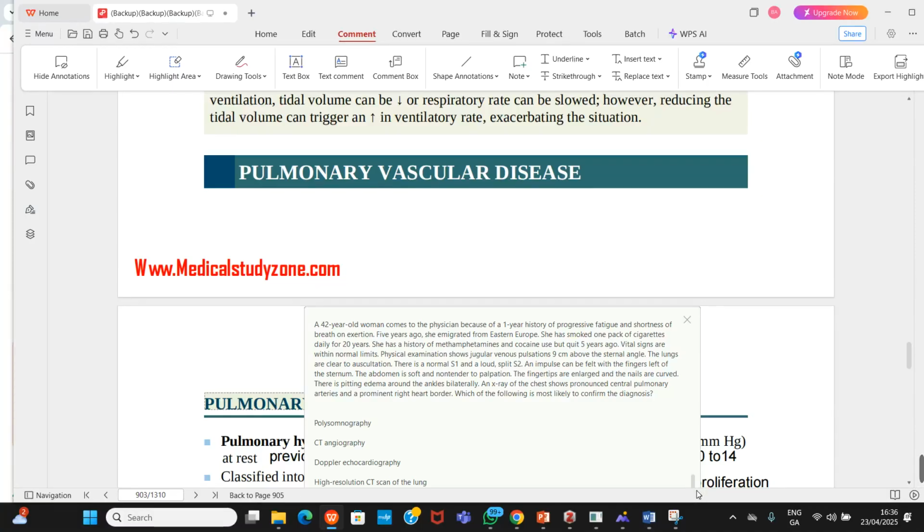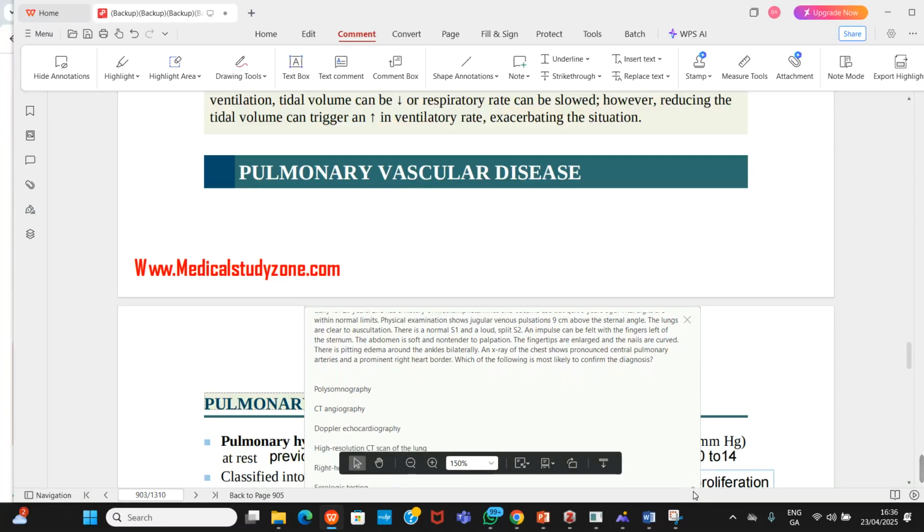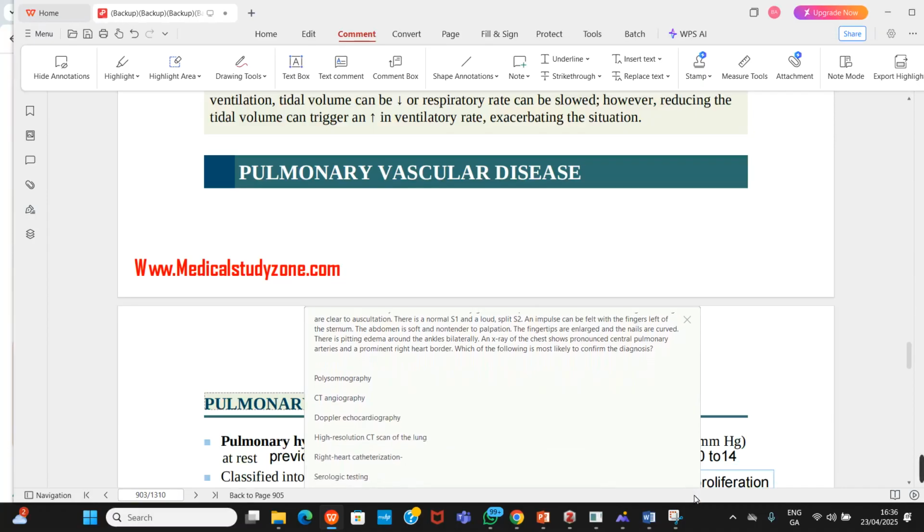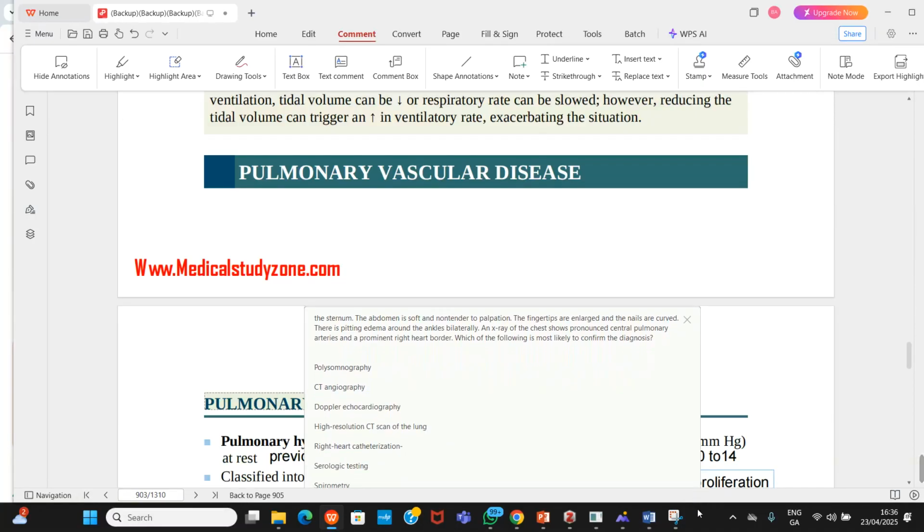Let's see this. A 42-year-old woman comes to the physician because of 1 year history of progressive fatigue and shortness of breath on exertion. 5 years ago, she emigrated from Eastern Europe. She has smoked 1 pack of cigarettes daily for 20 years. She has a history of meth and cocaine use, but quit 5 years ago. Vitals are normal. Physical examination shows jugular venous pressure 9 cm above the sternal angle. The lungs are clear to auscultation. There's a normal S1 and a loud split S2. An impulse can be felt left of the sternum.